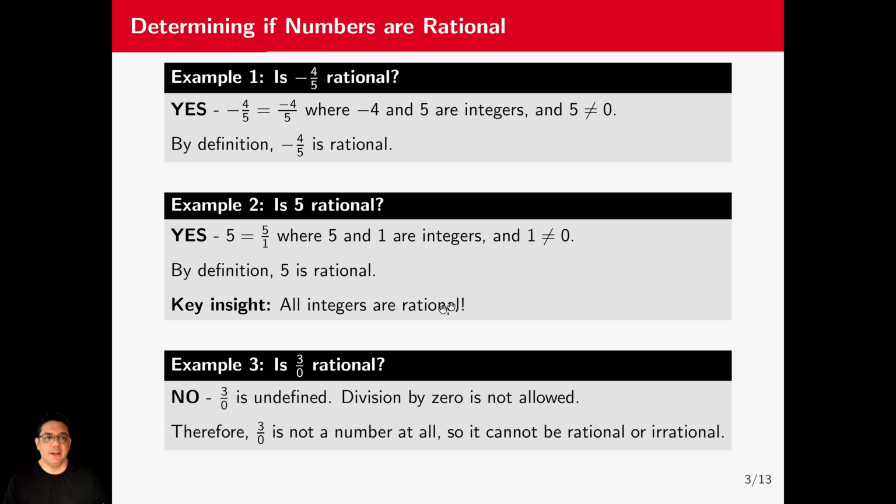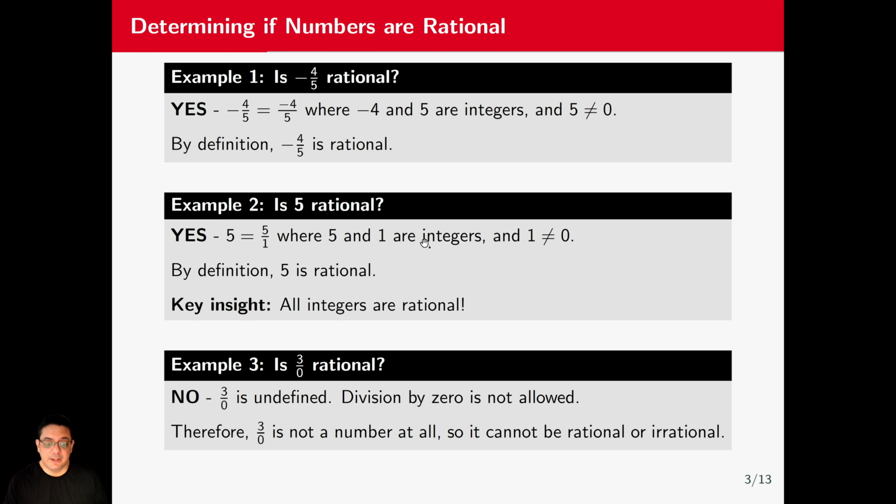So let's see a couple of examples here. Is minus 4 over 5 rational? Yes, this is going to be rational. Minus 4 and 5 are both integers, and 5 is different from 0, so it holds the definition. The minus 4 over 5 is rational. Is 5, or minus 5, rational? You can see 5 as 5 over 1, and 1 is different from 0. So they're both integers, and by definition, 5 is rational.